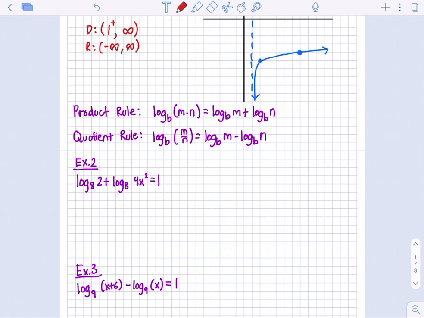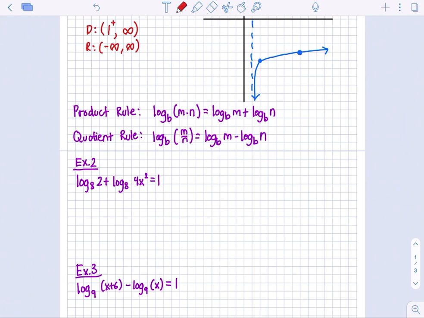So remember, if you have a log and there's multiplication in between them, then that means you add the two logs separately based off of the two being multiplied on the inside. If there are two things being divided inside the parentheses, then it's just the top numerator minus the denominator. Log base b of m minus log base b of n.